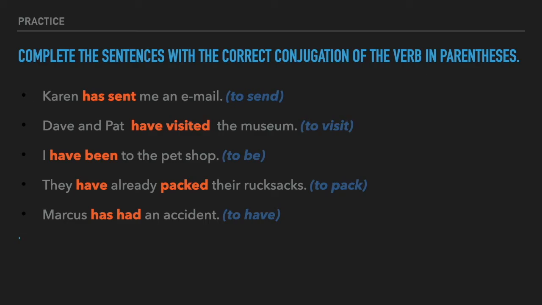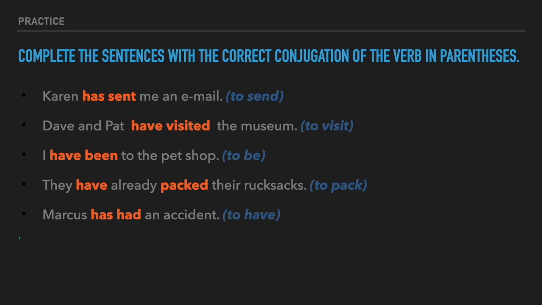In sentence 1, Karen has sent, and in sentence 5, Marcos has had. We are using has because we are talking about Karen, which is equivalent to she, that is third person. And in the last one, we are using has because we're talking about Marcus, which is equivalent to he, and that is also third person. All the others, well, we have to use have.